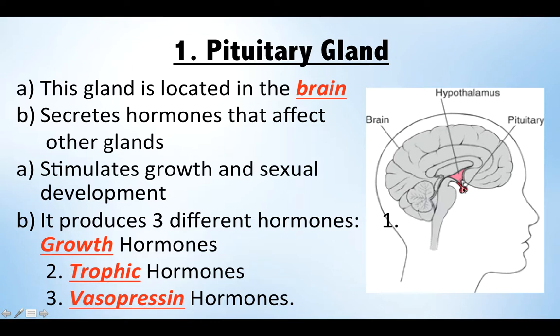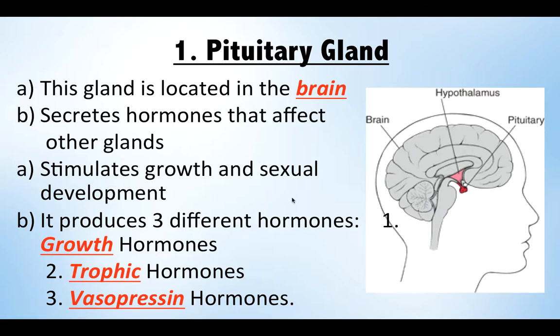And so the hormones that are released are growth hormones, trophic hormones, and vasopressin hormones. And these three hormones all stimulate growth throughout one's life and sexual development. So that is the pituitary gland.